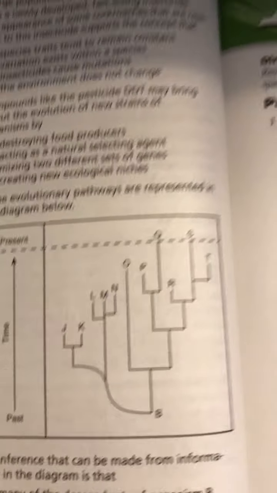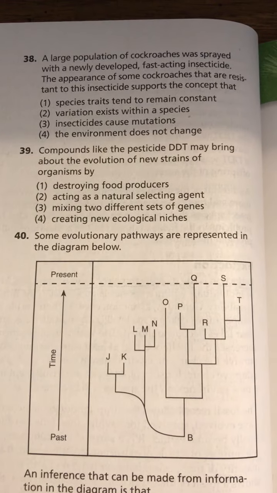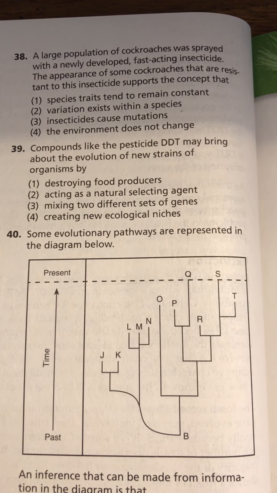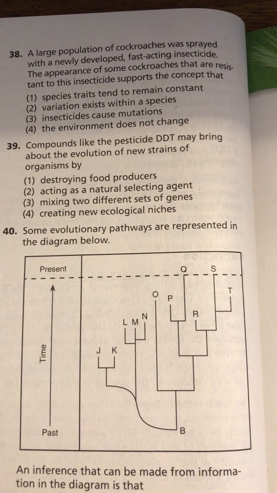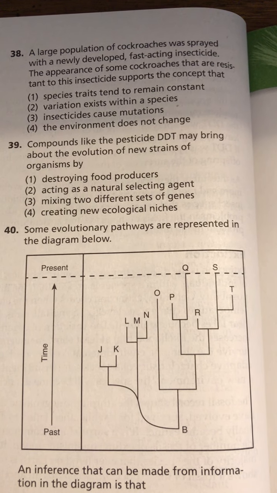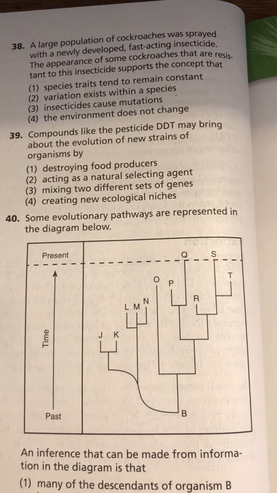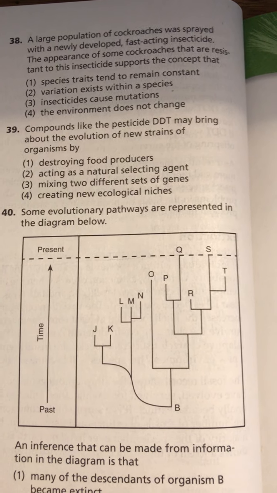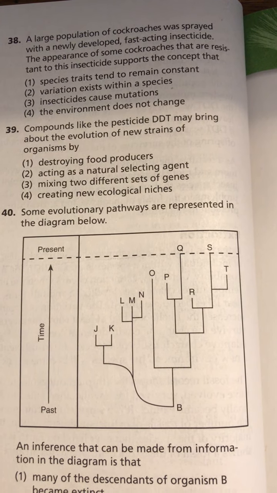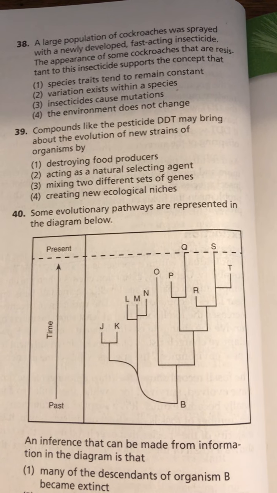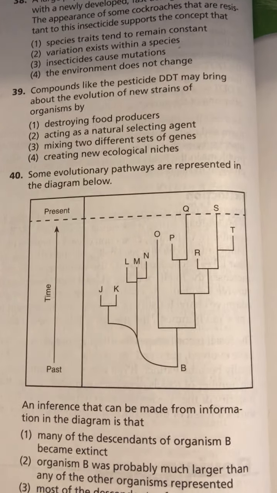Number 38. A large population of cockroaches was sprayed with a newly developed fast-acting insecticide. The appearance of some cockroaches that are resistant to this insecticide supports the concept that 1. Species traits tend to remain constant. 2. Variation exists within a species. 3. Insecticides cause mutations. Or 4. The environment does not change.